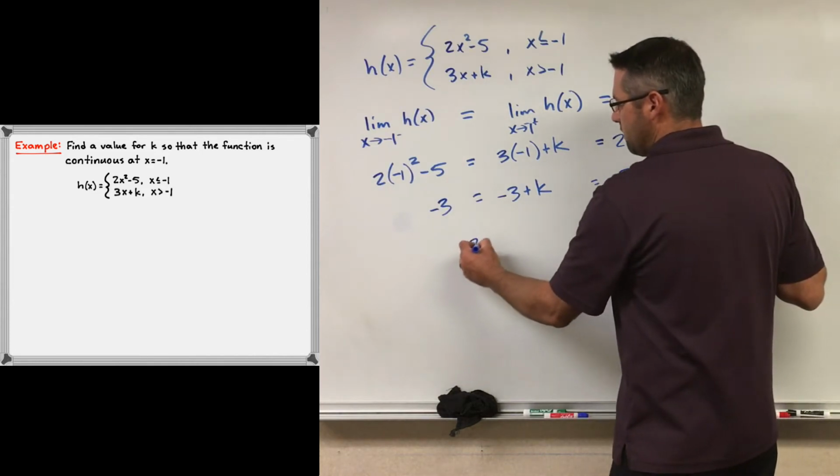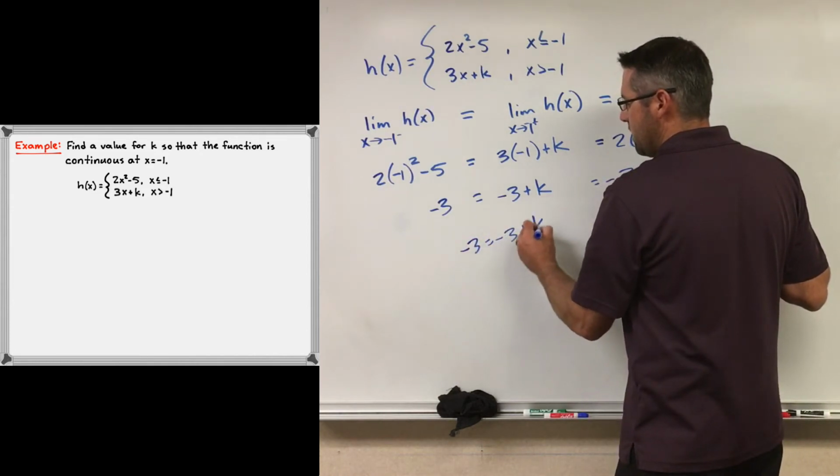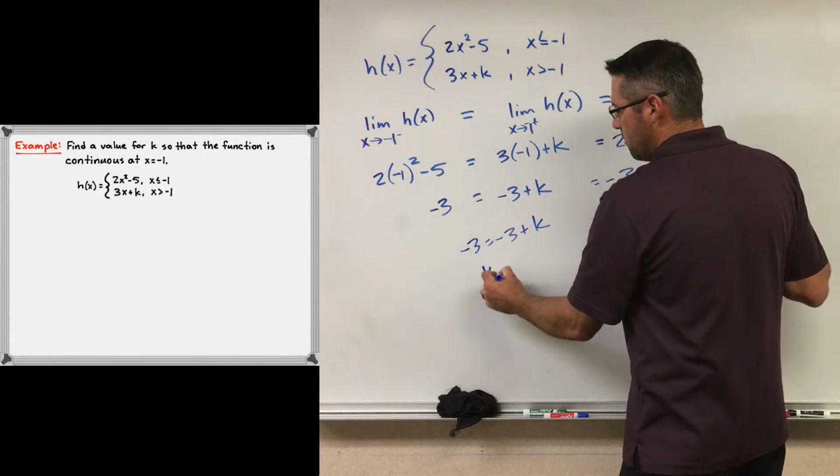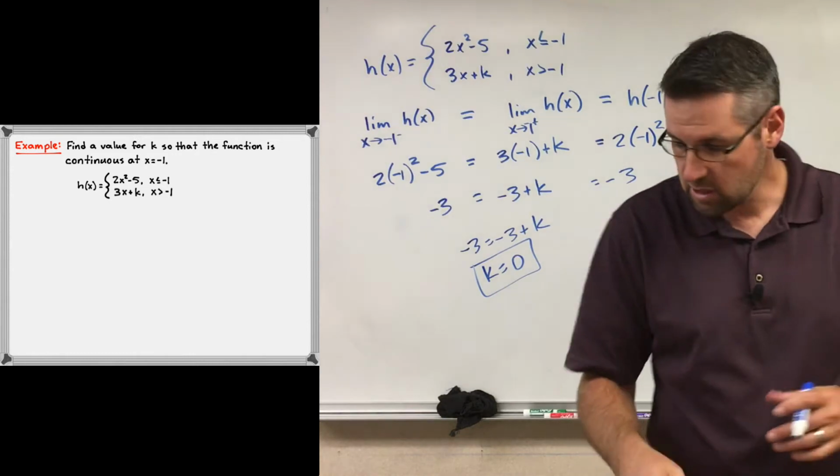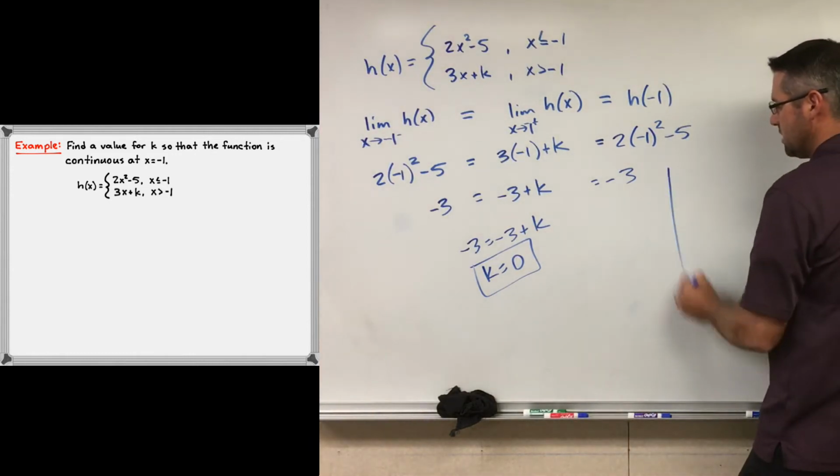Now, since these are the same, I can kind of just ignore one of them and just focus on the other. So -3 equals -3 plus k. And then solving for k, we would end up with k equals 0. Okay? And so that tells us what the k value needs to be.